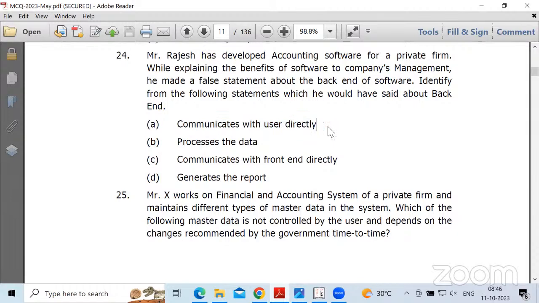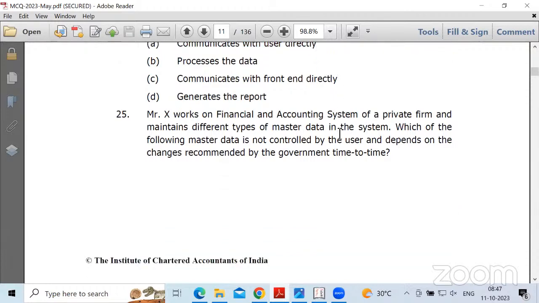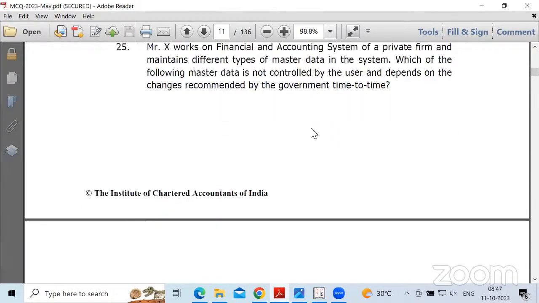Now, we'll go back to the question again. While explaining the benefits of the software to the company's management, he made a false statement about the backend of the software, which is giving a false meaning. Backend communicates with the user directly? No, backend does not communicate with the user directly. Front end communicates with the user directly, because the screen which you are monitoring is called the front end. That is only interactive with you. Through that only you will be able to access the data or enter into the system, the username, password, etc. Therefore, A is the answer.